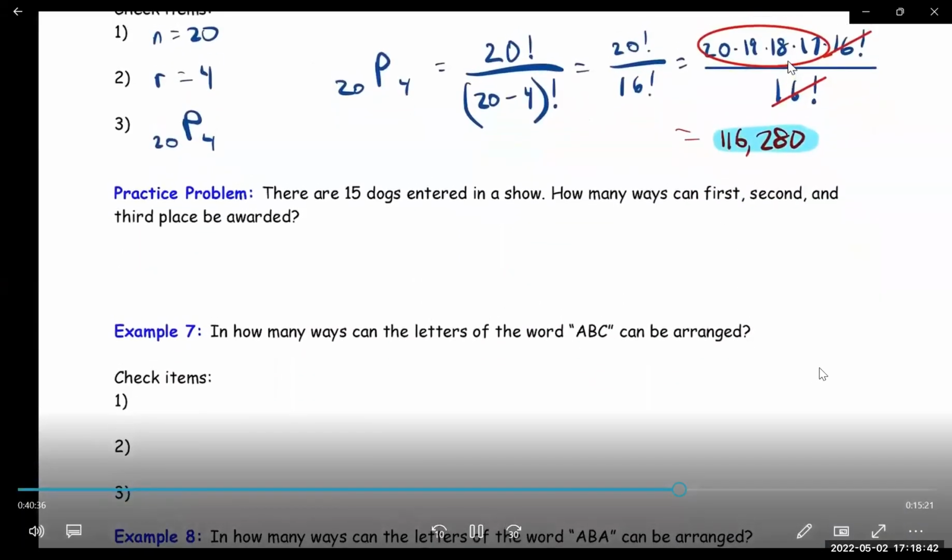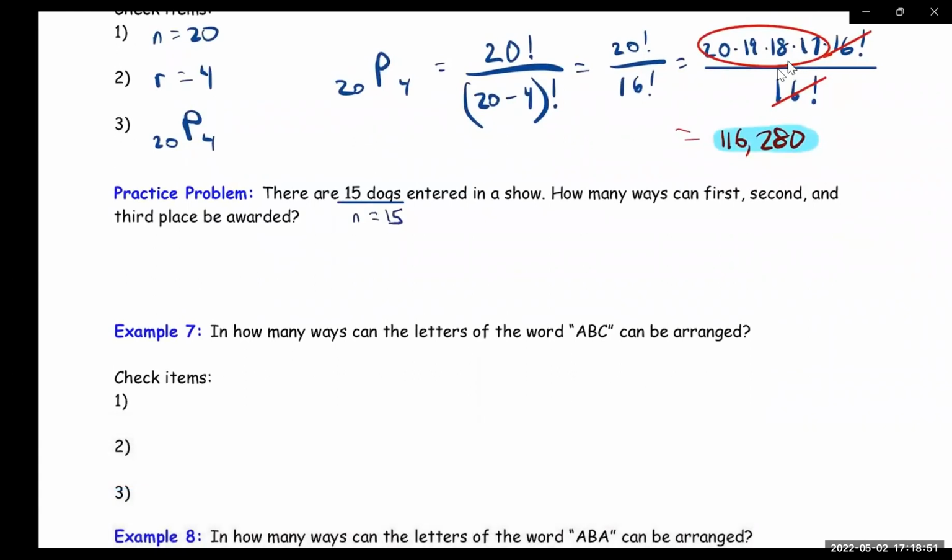Let us resume. Let's look at this next problem. It says there are 15 dogs entered in a show. So 15 is going to be your N, right? How many ways can first, second, and third place be awarded? So is this a combination or a permutation? This time order does matter, which makes it a permutation. So N is 15 and R is how many dogs are we selecting, 3 dogs.